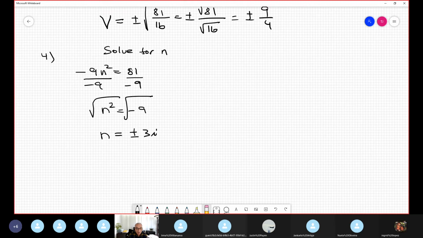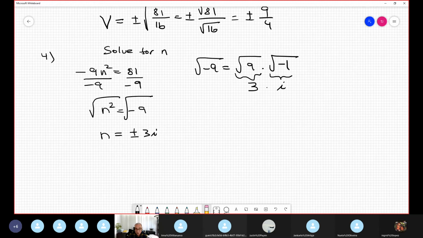Where does i come from? The square root of negative 9, the interpretation, is equal to the square root of positive 9 times the square root of negative 1. And the square root of 9 is 3, and the square root of negative 1 is i by definition. And this number is an imaginary number. So a number that contains i is called an imaginary number. And an imaginary number is a number. No, it's not a ghost.